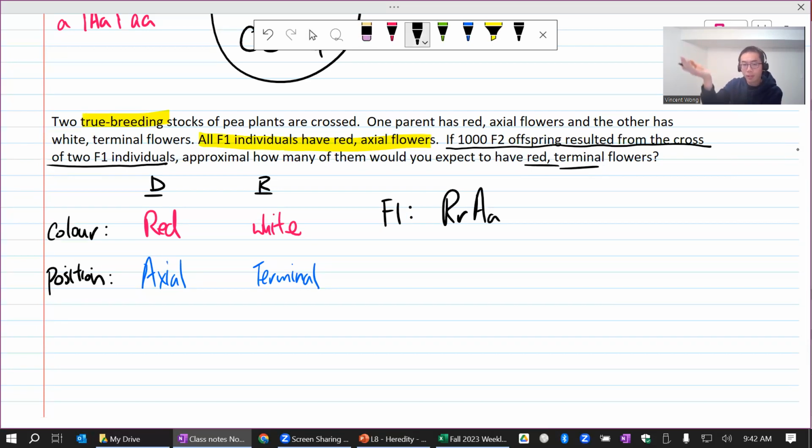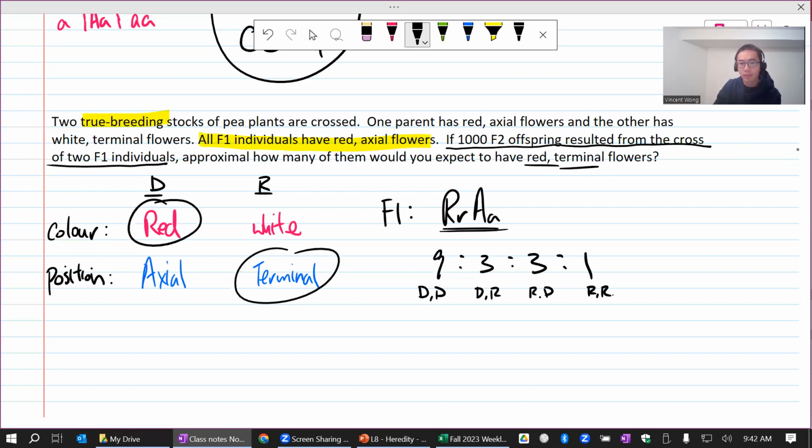Well, you remember earlier today, if F1 looks like this, there are 4 gametes, and it's the 4x4 table, right? With 16 possibilities. But I want you to remember the ratio, the 9 to 3 to 3 to 1, right? This is for dominant, the most common phenotype. This is for dominant, recessive, recessive, dominant, and then recessive. Okay. So what does the question want? The question wants red, which is dominant, and terminal.